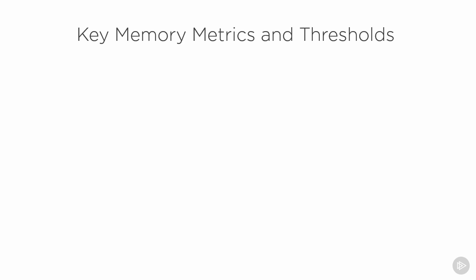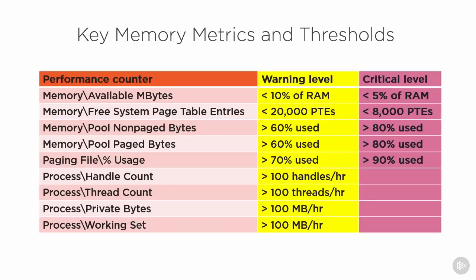So there's also key memory metrics and their thresholds. For example, available megabytes. When we reach less than 5% of RAM, then, well, it's maybe time to add more memory. You also have various things like free system page table entries, your non-paged pool bytes, paged pool, and more importantly, your page file utilization.